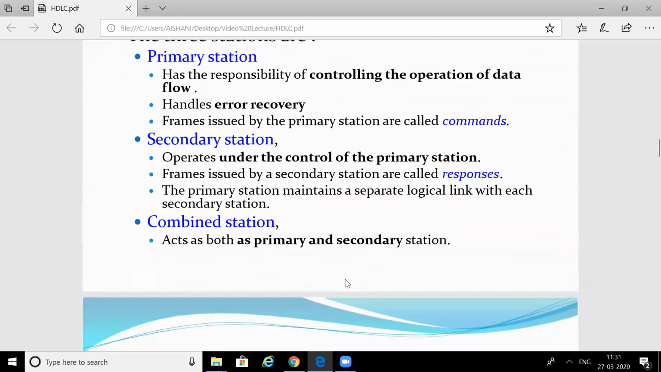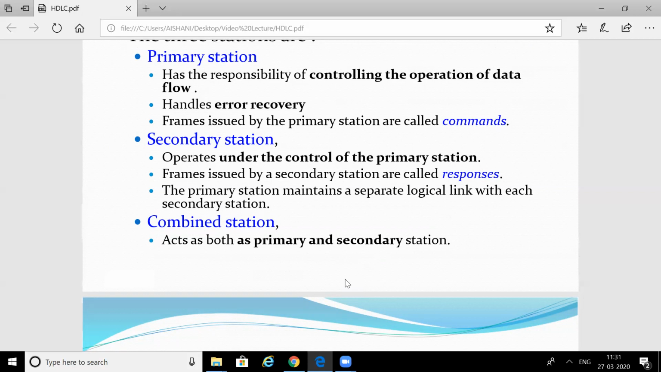If there are multiple secondary stations, then the primary station maintains a separate session with each of these secondary stations. So actually it creates a separate logical link with each secondary station. That means there is no direct point-to-point contact between each secondary station and the primary station, but it maintains a session for each secondary station. That's why it is called a logical link.